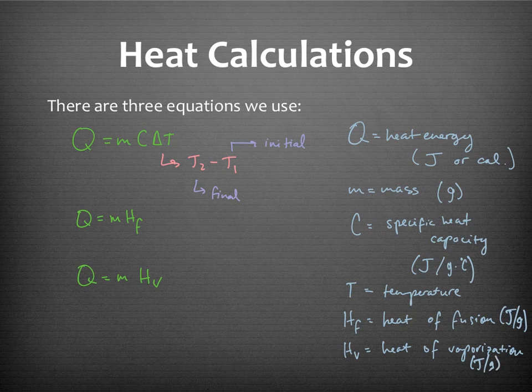Which tells us how many joules of energy you need to convert at least 1 gram of this substance to the next phase. So let's figure out our reasons for using these equations. Q equals mc delta T you use for temperature changes. When you're changing the temperature of a substance, you need to figure out how much energy you need for that.